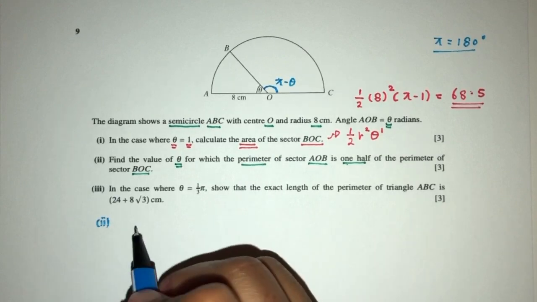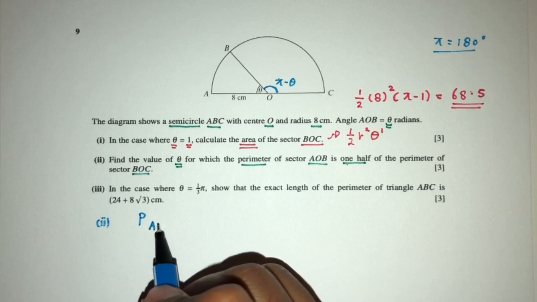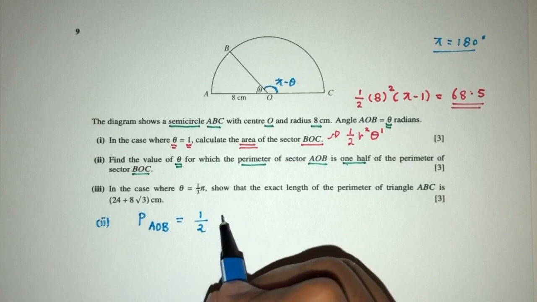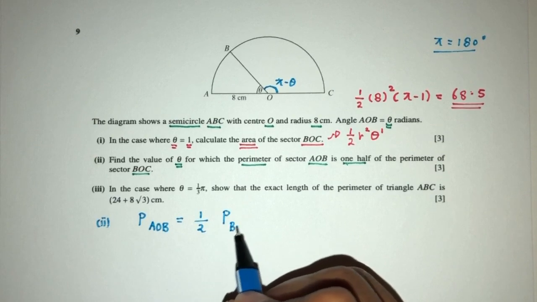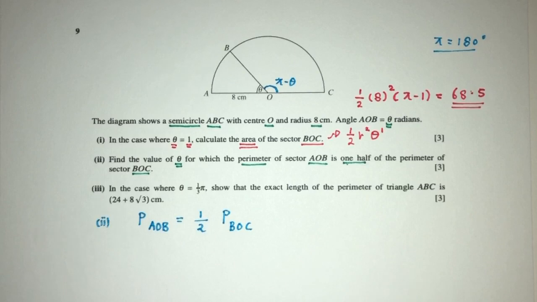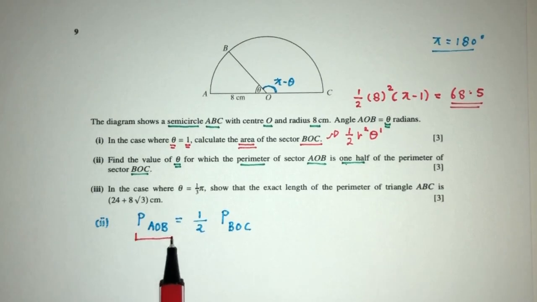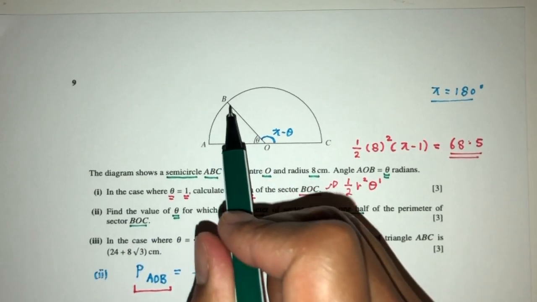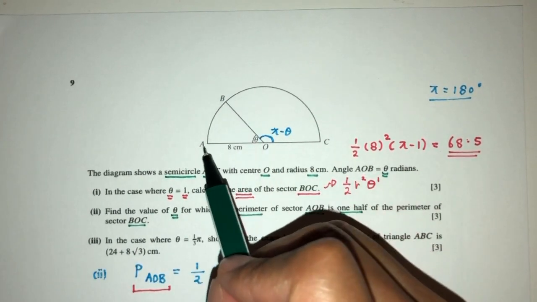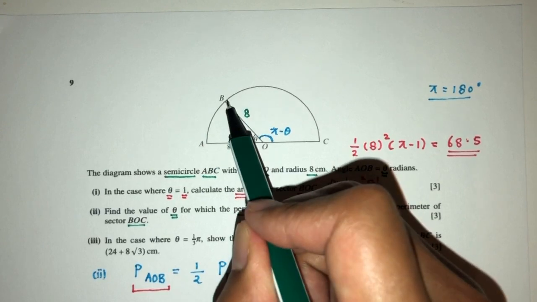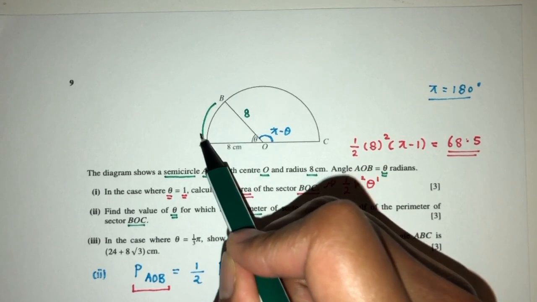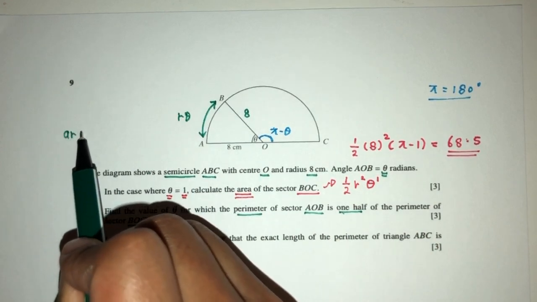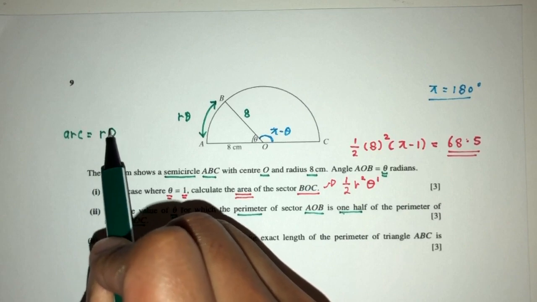Part 2. The perimeter of AOB is equal to one half the perimeter of BOC. So we have this equation to solve to find the value of theta. The first one, how would you find the perimeter of AOB? By observation, AOB is this. Now the perimeter will be this plus this, which will be 8, and plus this, the length of the arc. Now we know this is equal to r times theta.